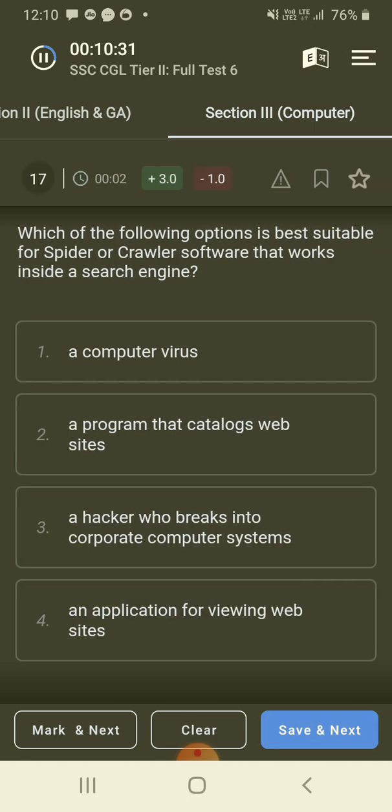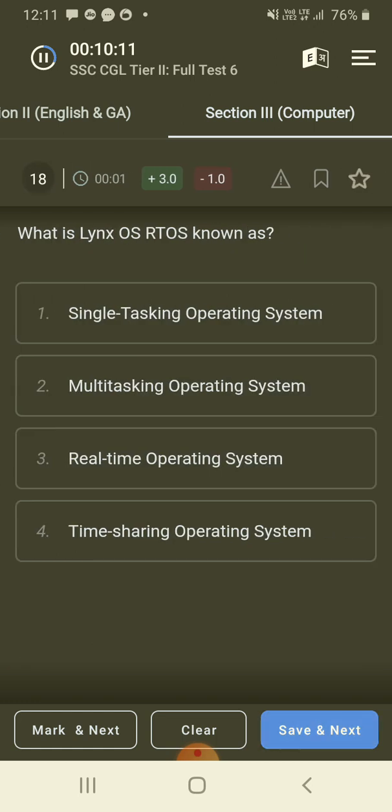Which of the following options is best suited for a spider or crawler software that works inside a search engine? Program that catalogs websites. A hacker who breaks into corporate computer system applications. What is the Linux operating system known as?